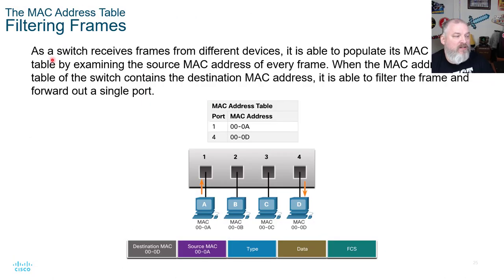On filtering frames, as a switch receives frames from different devices, it's able to populate its MAC address table by examining the source MAC of every frame. When the MAC address table of the switch contains the destination MAC address, it's able to filter the frame and forward it out a single port. So it can do some filtering. Switches are a little bit smarter than hubs.